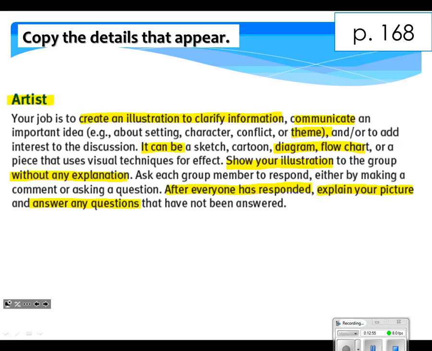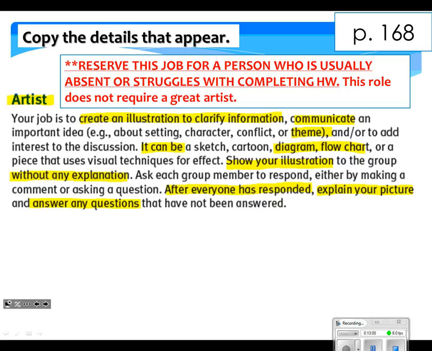Who I would pick for this job would be these people. I would give this job to someone who's generally absent a lot, someone who maybe misses 1 day a week per school, because you don't have to be here to make your design. You read the novel at home and do it. However, I'd also give this to someone that really struggles with getting their work done. The artist is kind of a throwaway job. If your artist doesn't do their job, it won't necessarily kill your grade. You can still have a conversation without having their piece done.